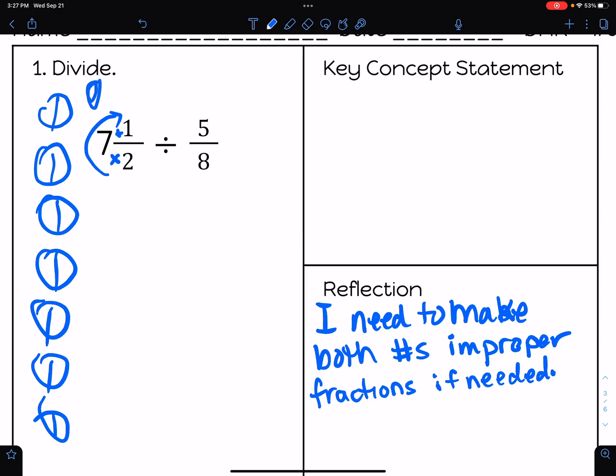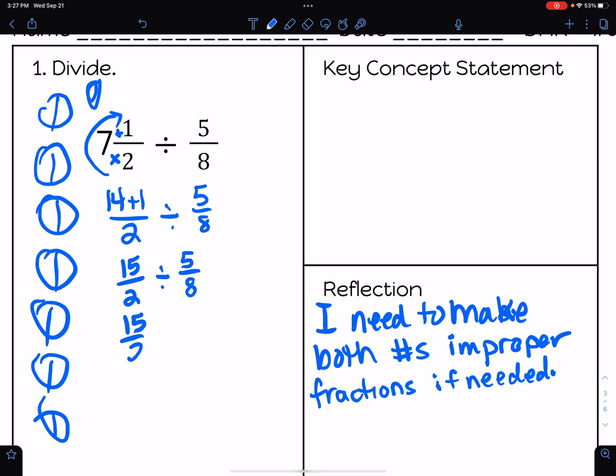So 14 plus 1 over 2, still divided by 5/8. So then I'm going to add those together, 15 over 2 divided by 5/8. And now I can start dealing with the division. And in order to divide, I just multiply by the reciprocal. So 15 over 2 stays the same. I change it to multiply by the reciprocal of 8 over 5.